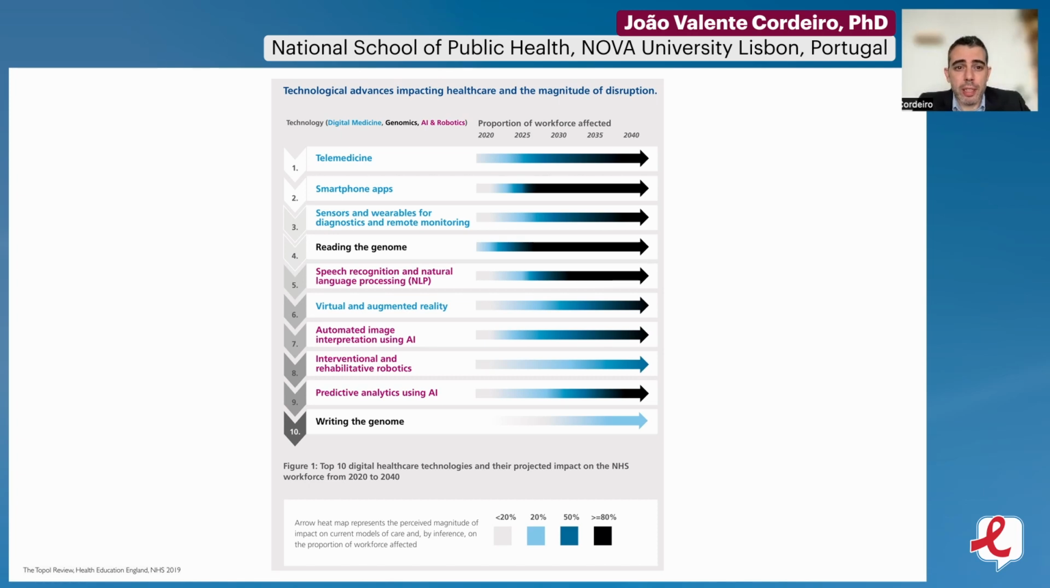technology, including digital health. And we have different examples that have impacted or are impacting or will impact the healthcare space, ranging from telemedicine and smartphone apps, different sensors, to the impact of artificial intelligence, or even writing the genome. And of course, these different digital technologies affect the healthcare workforce, as has been analyzed and discussed in the Topol review, in the NHS Topol review.